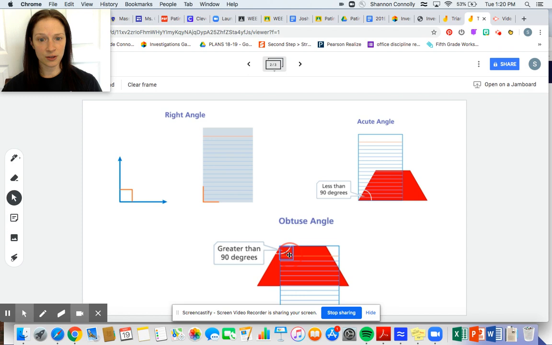And finally, we have our obtuse angle, okay? And I put the square in there too to help you see if the piece of paper was confusing. The angle measurement here from this line to this line is greater than 90 degrees because look, we can fit the 90-degree angle in there and there's still this space left over. So when we have an angle that's greater than 90 degrees, we call it an obtuse angle, okay? So these are the three words that we're gonna be thinking about.